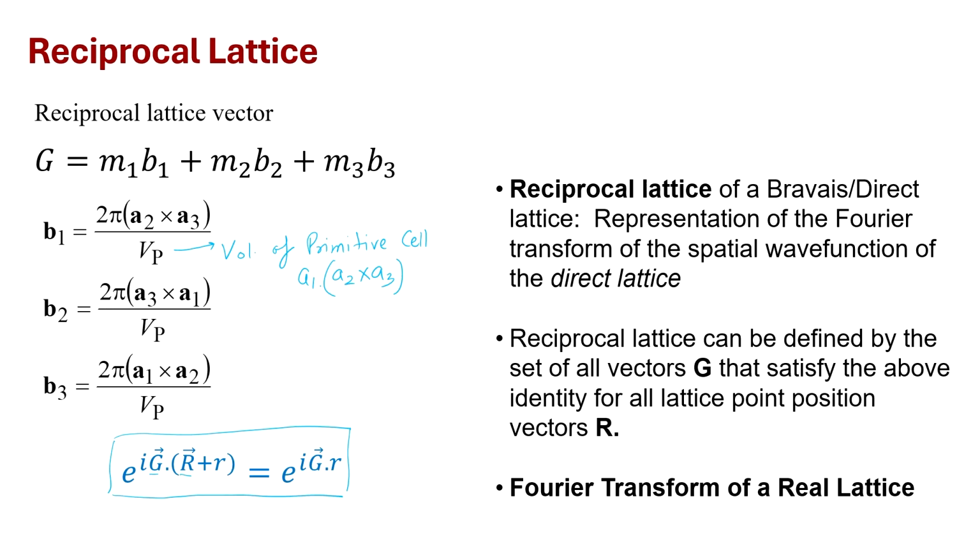So, the reciprocal lattice is basically a representation of the Fourier transform of the spatial wave function of the direct lattice, and the reciprocal lattice can be defined by the set of all G vectors which satisfy this identity, the one which is written here: exponential i G dot (R + r) is equal to exponential i G dot r, where capital R is the direct lattice vector, capital G is the reciprocal lattice vector, and small r is any translation, any point in the coordinates of any point in the space.